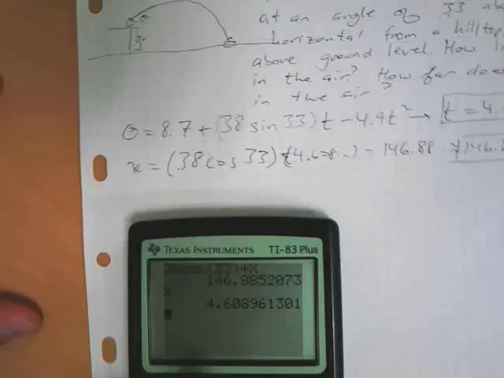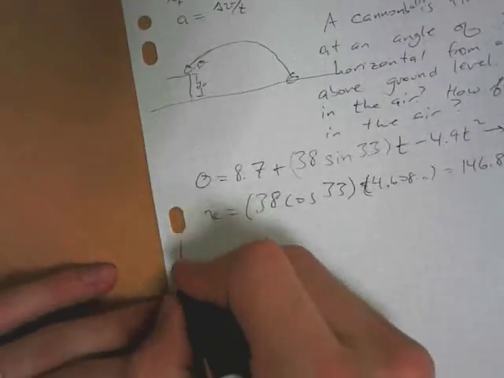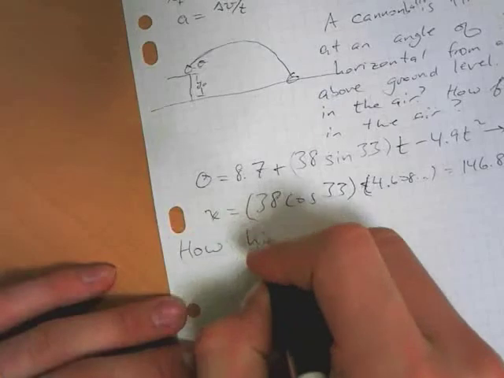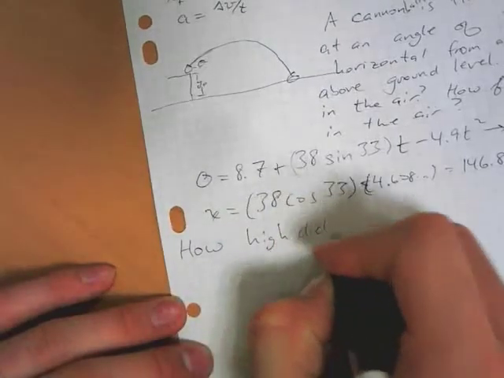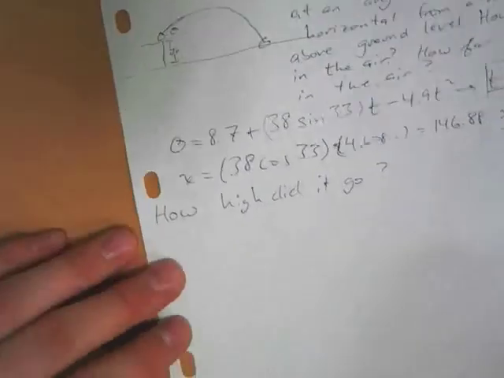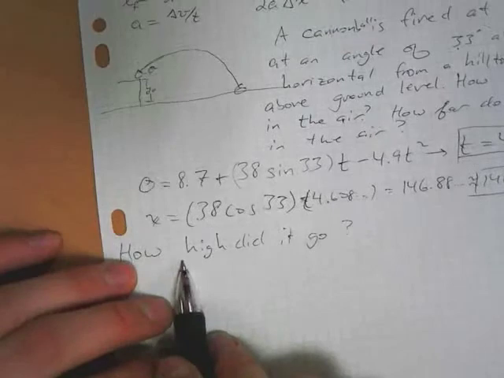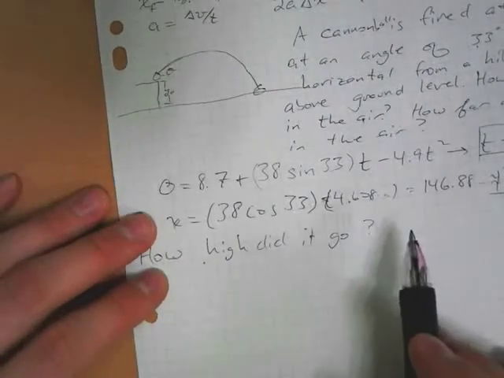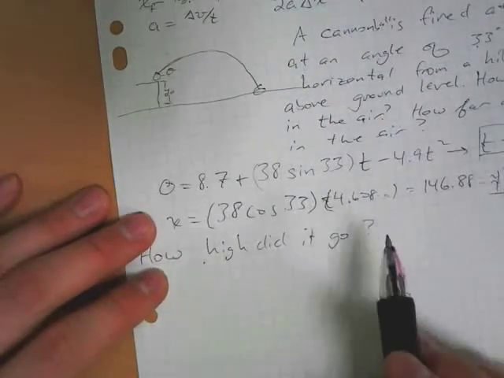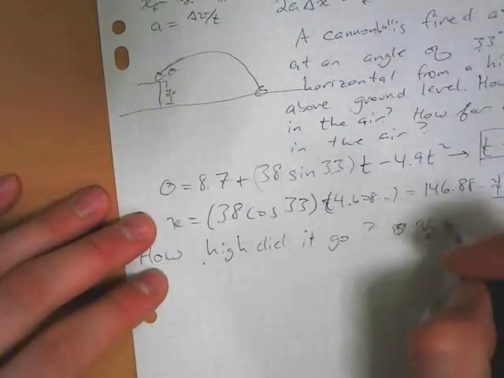Okay, now let's ask another question. Let's say, how high did it go? And this is something that we can answer in the same way we did when it was fired from ground level. We want to know how high it went. Well, what do we know at the highest point? We know that the y velocity is 0 at the highest point.